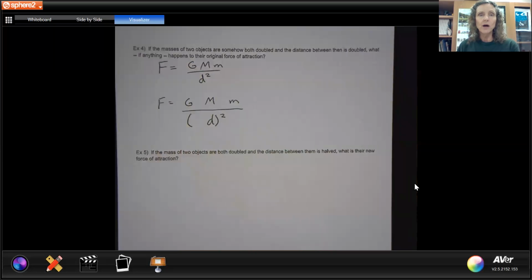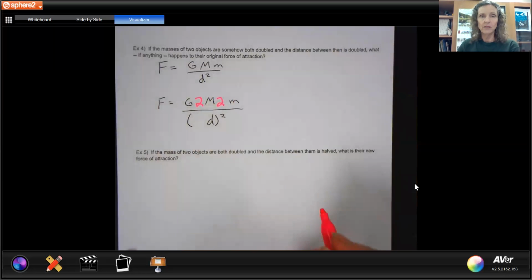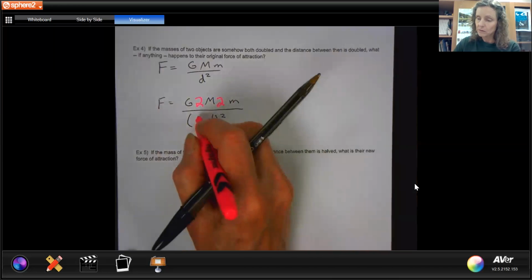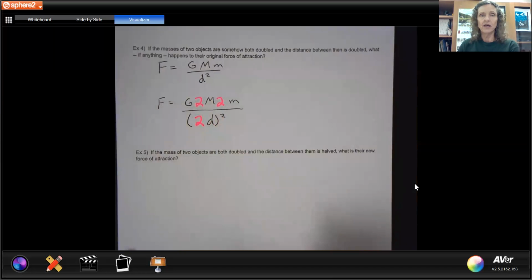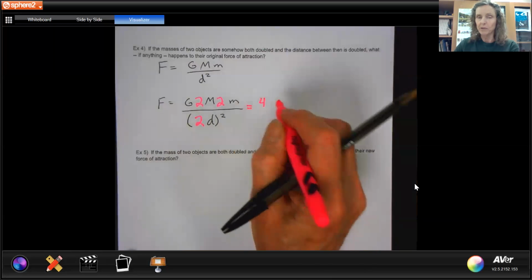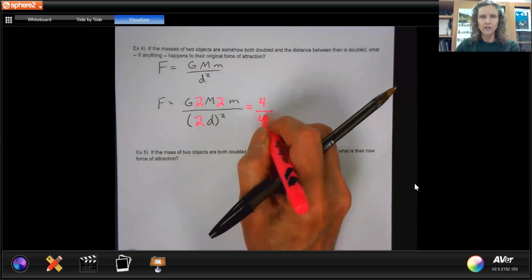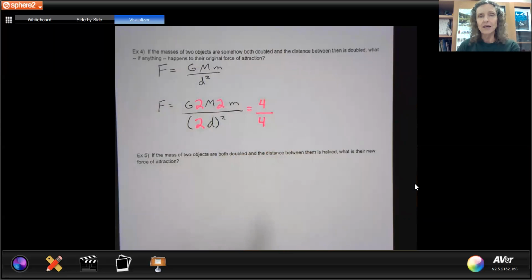So if the masses of two objects are somehow both doubled, I'm going to put a 2 here and a 2 here. There, now both masses are doubled. And the distance between them is doubled, like that. Okay, what if anything happens to their original force of attraction? Well, let me see. 2 times 2 in the numerator puts a 4 up there, and 2 squared in the denominator puts a 4 in the denominator, so absolutely nothing happens, okay? It's going to be the same.